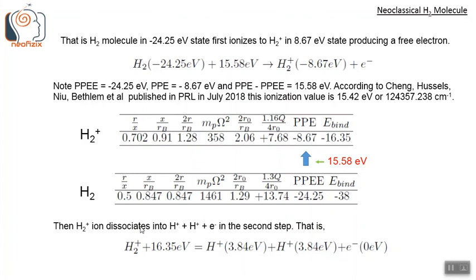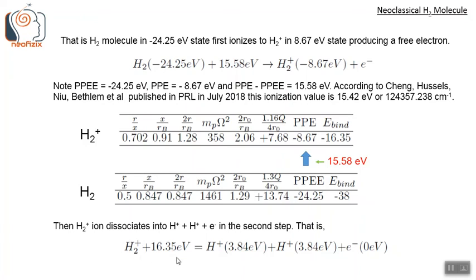So the H2 plus in the second step. So this is the first step. In the first step, this happens. We supply 15.58 electron volts to the hydrogen molecule to get one hydrogen molecular ion and one free electron. In the second step, this H2 plus ion dissociates into H plus and e minus in its most dissociated form.